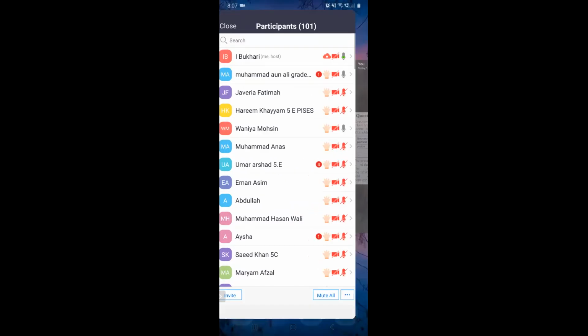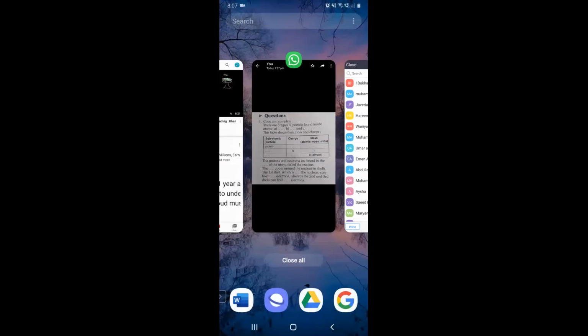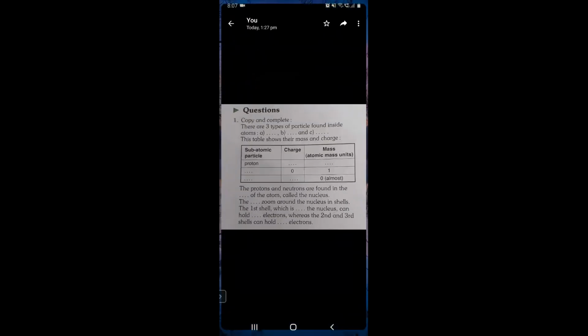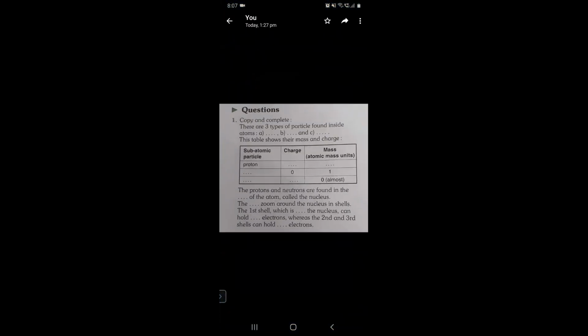Okay, Muhammad, you did a wonderful job. I'm so proud of you. Now I would like to ask the questions. There are some questions. Okay, what is the atomic number of an atom? Right, we're doing this question now. What is the atomic number of an atom?